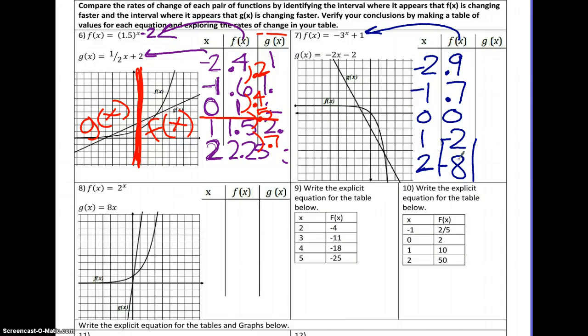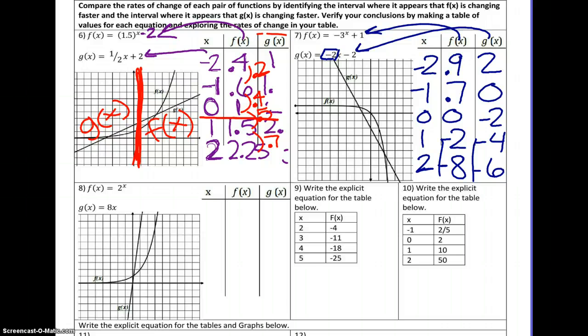and then -8 if you plug in a 2. So then you do the same thing, but now you're going to plug the numbers all into g. So -2 times -2 minus 2 is just positive 2. We can see that this is just subtracting 2 every time. So 2, 0, -2, -4, and -6.